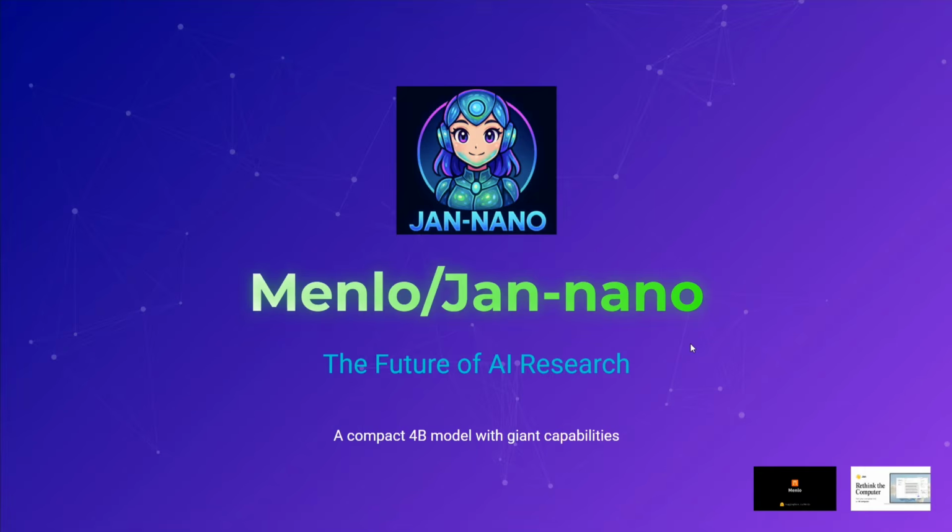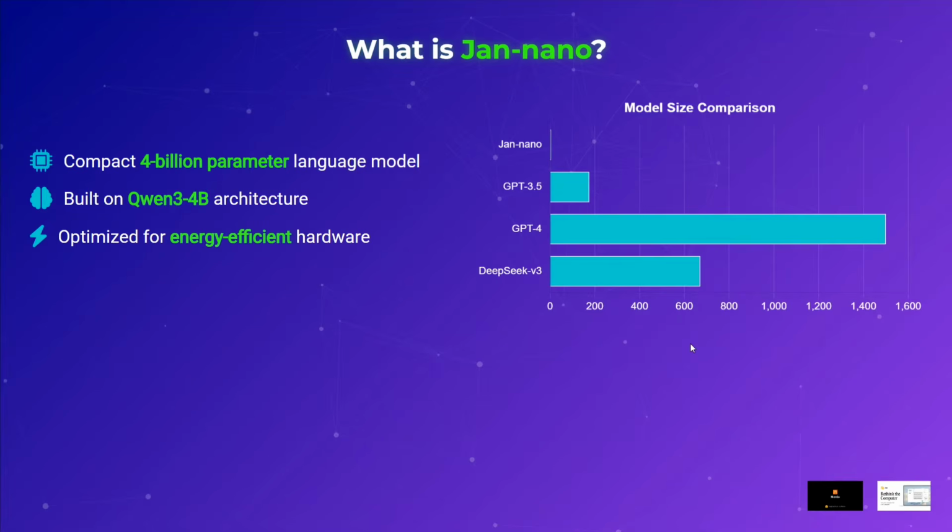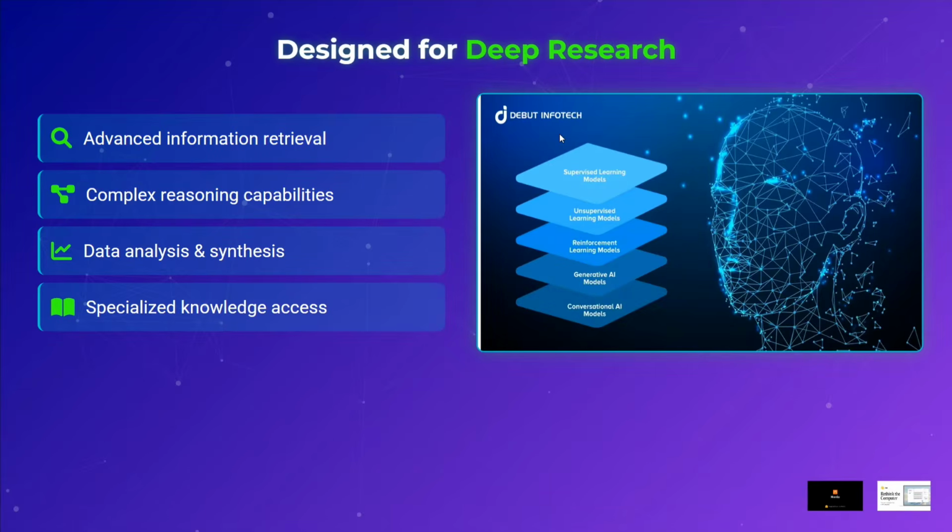So this is a very important release, and before we jump onto its technical details and an experiment, I would highly suggest you to check this out. So talking about what is Jan-Nano, it is a compact 4 billion parameter model built on top of Qwen 3 4 billion architecture. So it is using Qwen 3 as base. And if you look into the model size comparison, it is just nothing compared to DeepSeek V3 or GPT-4 or GPT 3.5. And surprisingly, once I show you the benchmarks, it is able to beat these models.